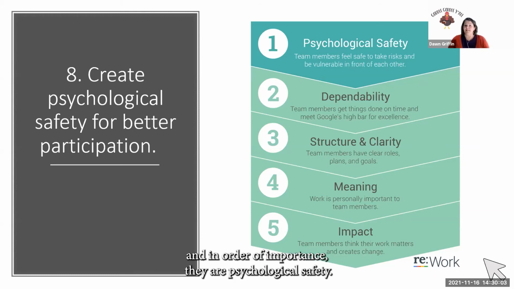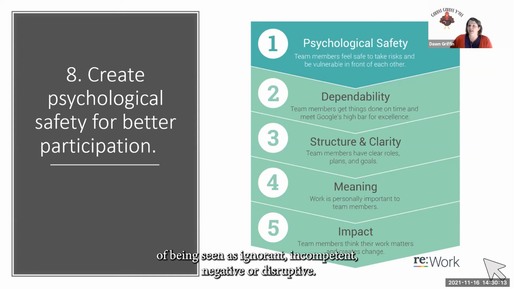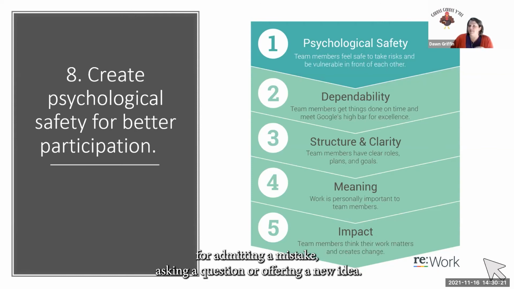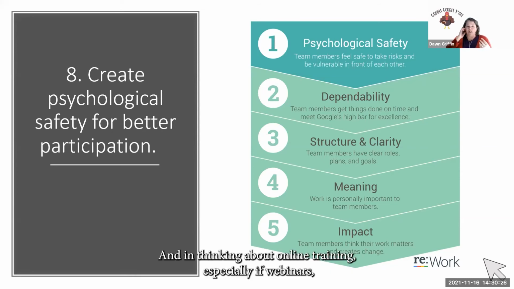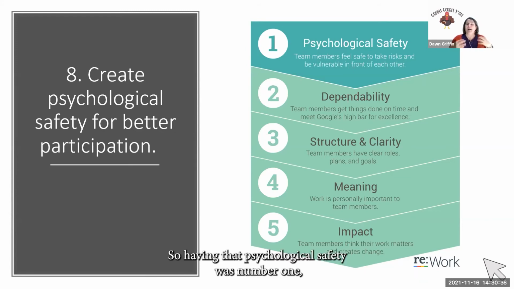In order of importance, the first is psychological safety. That was the most important thing. It's an individual's belief that it is safe to take risks in the face of being seen as ignorant, incompetent, negative, or disruptive. Basically, they feel confident that no one will embarrass them or punish them for admitting a mistake, asking a question, or offering a new idea. And in thinking about online training, especially with webinars, if you don't feel safe to say something, you're not going to speak up. So having that psychological safety was number 1.